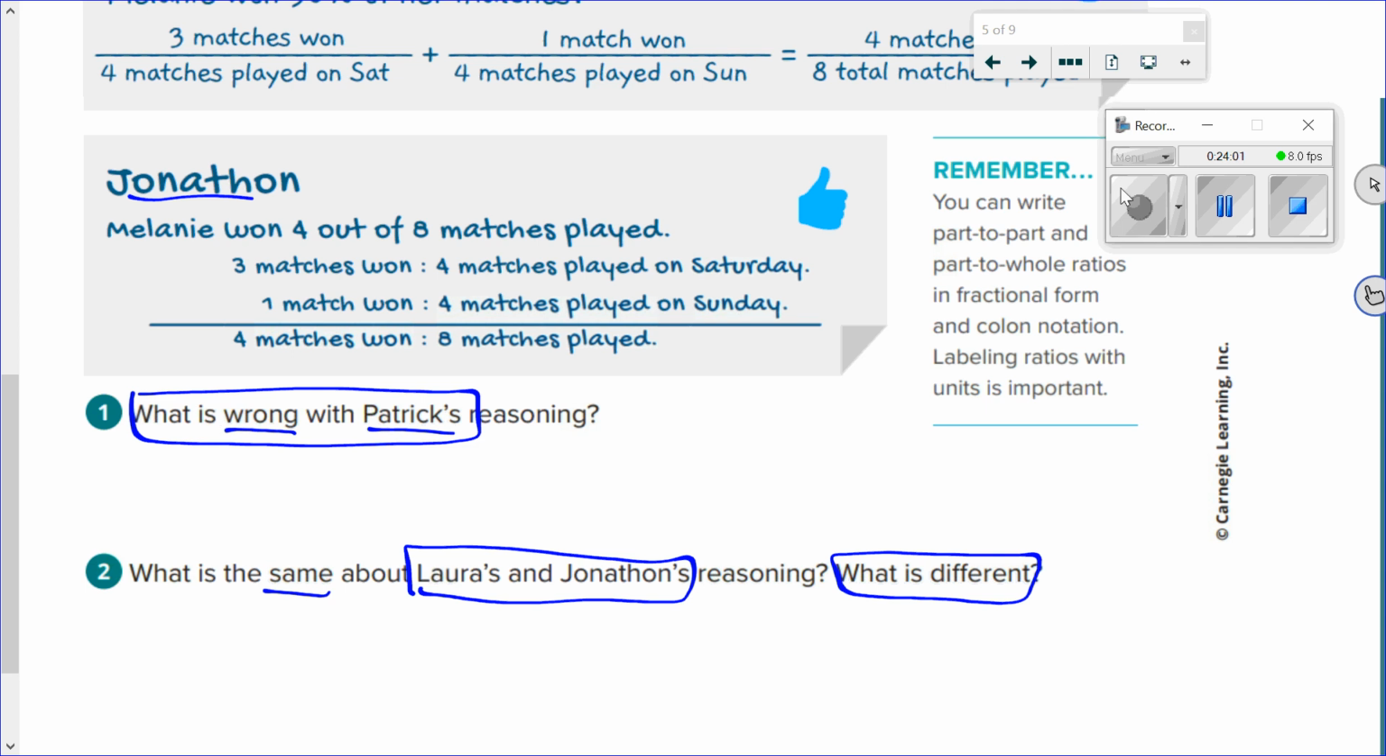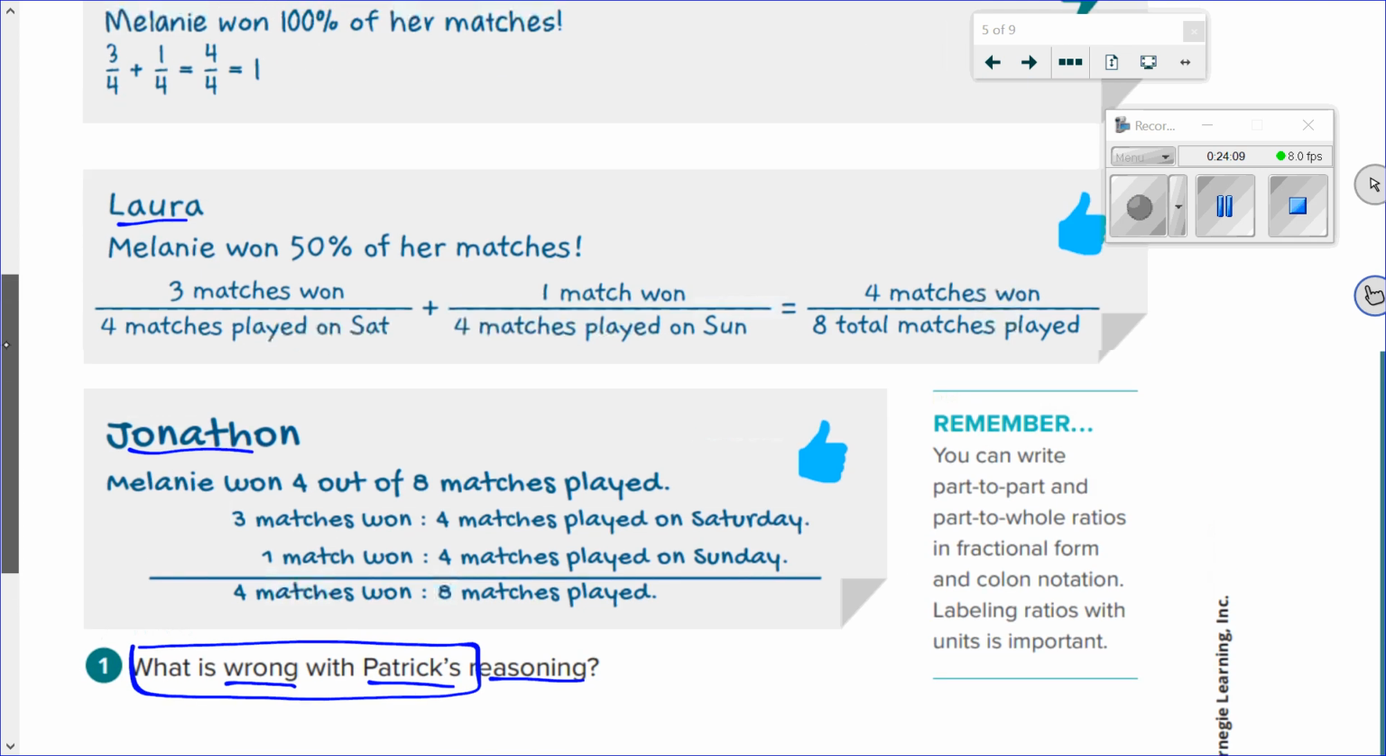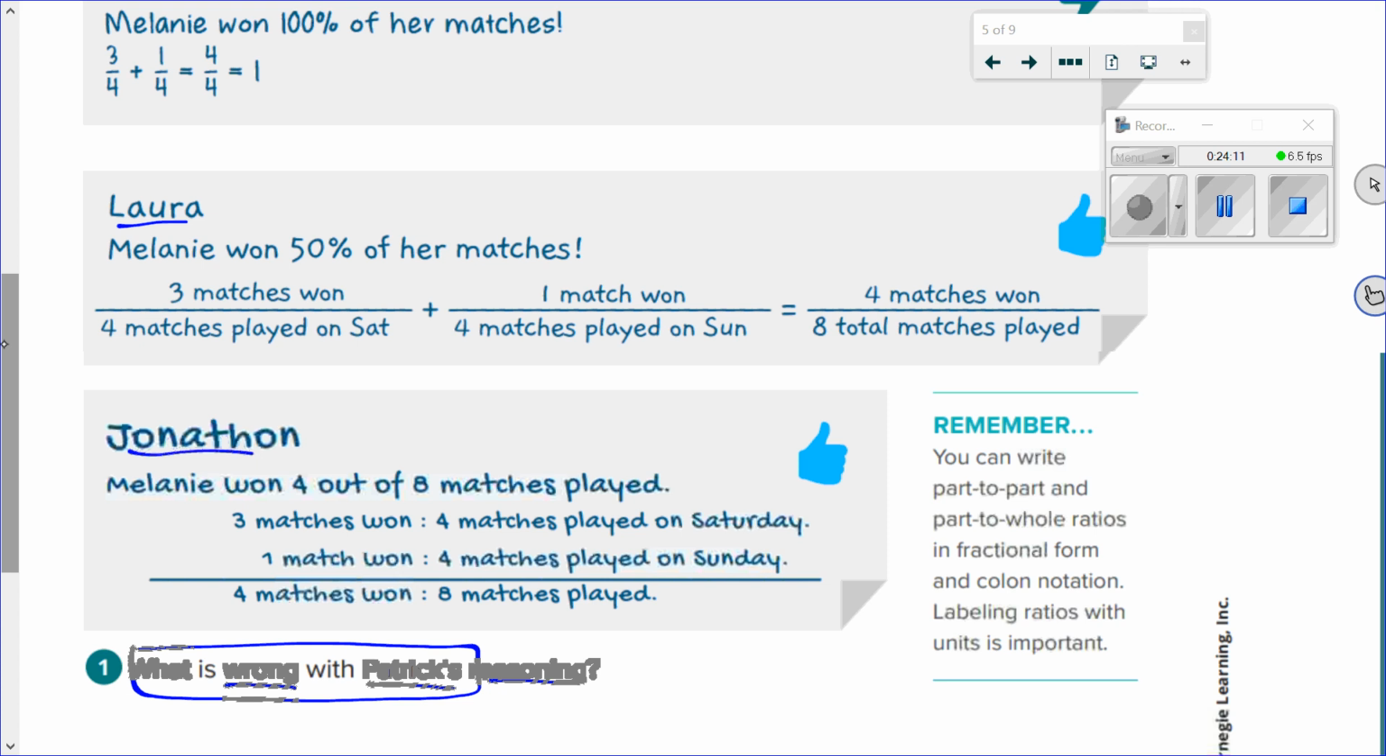Now the key word here is actually one I didn't do, the reasoning, because was Patrick's math correct? Is 3/4 plus 1/4 1? Yeah, it is. Isn't 1 100%? Yes, so what's wrong with his reasoning? Did you figure it out, Legend? What about the denominators?